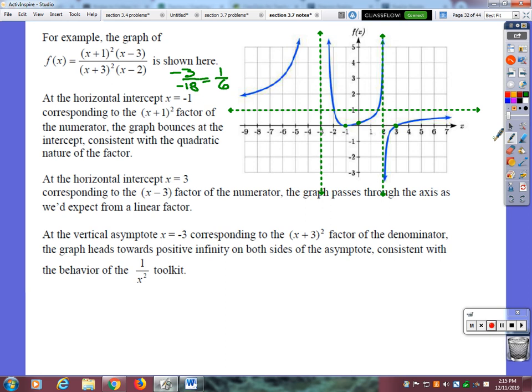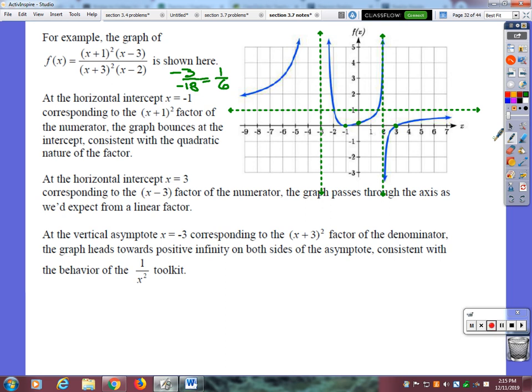You know right here at x plus 3, that's squared, that's even. So what that tells you is that the parts of the graph are both either going to be going up around this asymptote, or they're both going to be going down, okay? And then this one at x equals 2, you can see since this is to the first degree, that one of them is going to be going up and the other one's going to be going down, okay?